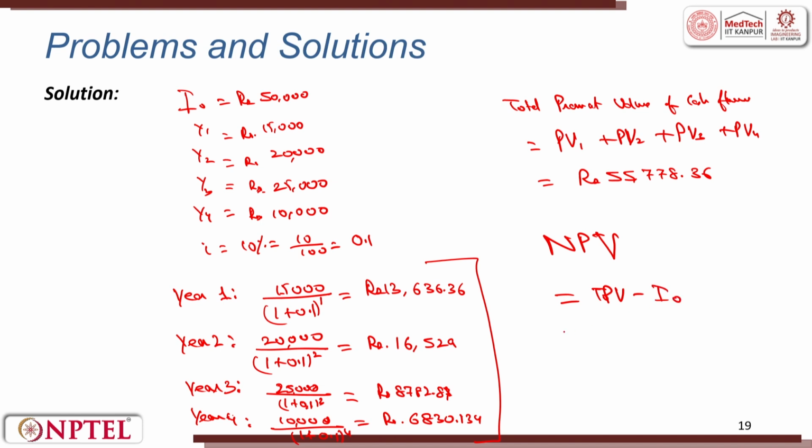Net present value could be calculated as the total present value minus initial investment, which is 55,778.36 minus 50,000. This is equal to rupees 5778.36, which is greater than 0. Hence, we give a decision yes, we should go for the investment.